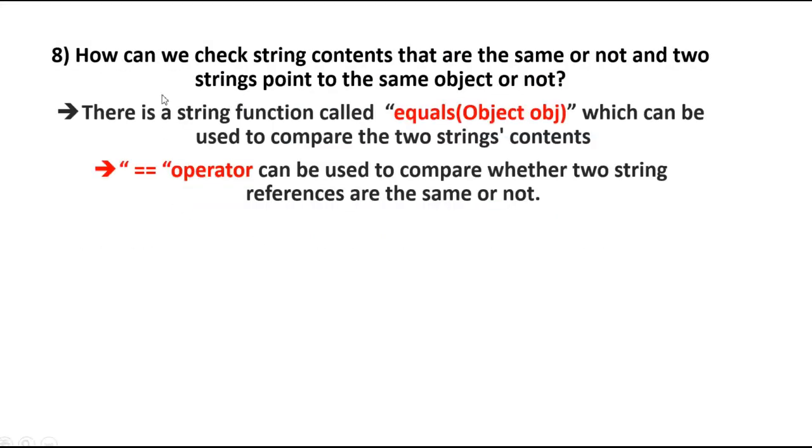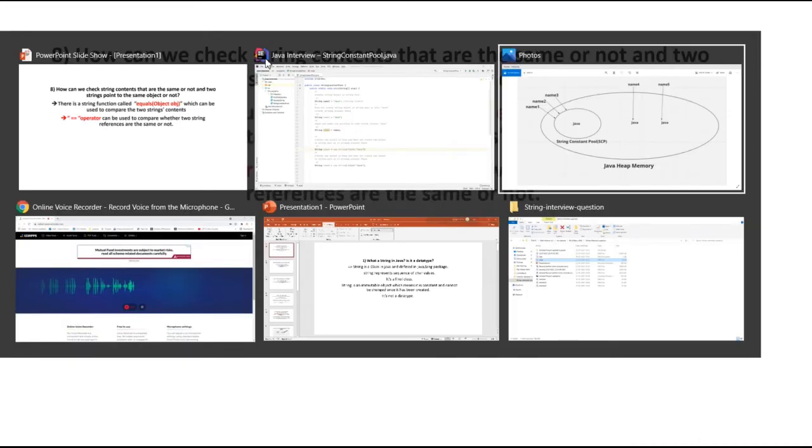The next question is, how can we check whether string contents are the same or not, and whether two strings point to the same object or not? There is a method called equals. By using the equals method, we can compare the string values, the string contents. If you use the double equal operator, it will compare the references but not the contents of the strings. Let's understand through an example. I have already created one example.